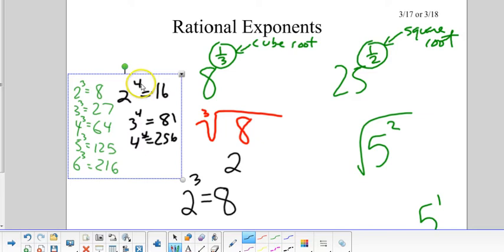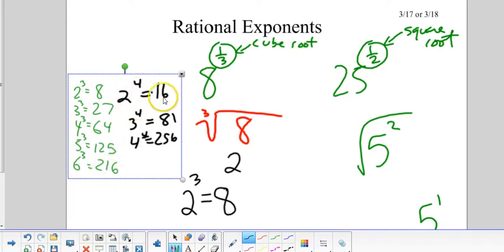cubes and even 4th powers. So when I see 8, I am thinking of 2 to the 3rd. When I see 27, I am thinking of 3 to the 3rd. 4 to the 3rd, I should know, is 64. 5 to the 3rd, 125. I think that's reasonable for us to know. 6 to the 3rd, 216, maybe stretching it a little bit.